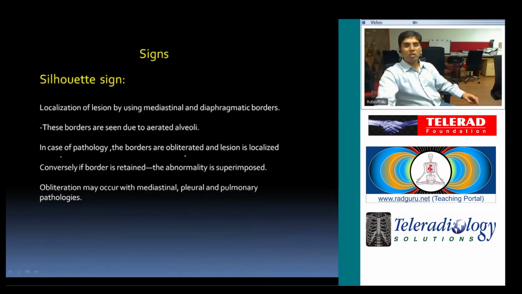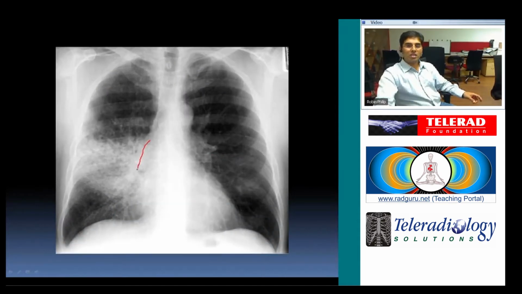In case of pathologies, say some pathology sitting in the right middle lobe, these borders are obliterated and then the lesion is localized. We can see in this case that the right heart border is not very well seen except for the lower portion. That means I can localize this pathology to the right middle lobe. The right middle lobe is in very close contact with the right heart border. So when there is a pathology, this gets obscured. This will tell us that there is pathology in the lung.